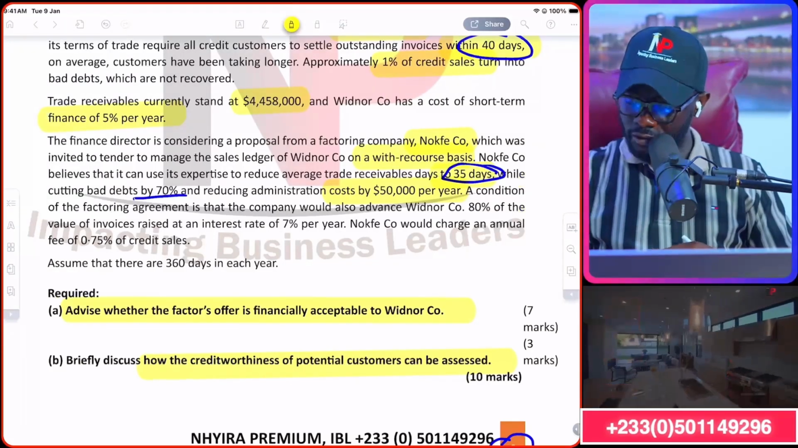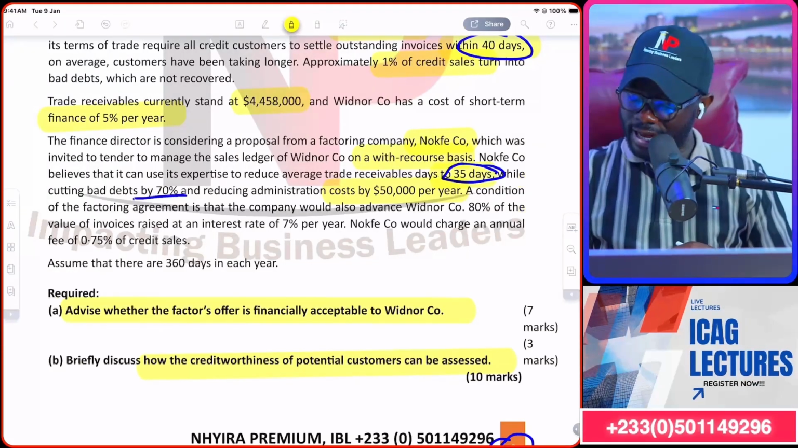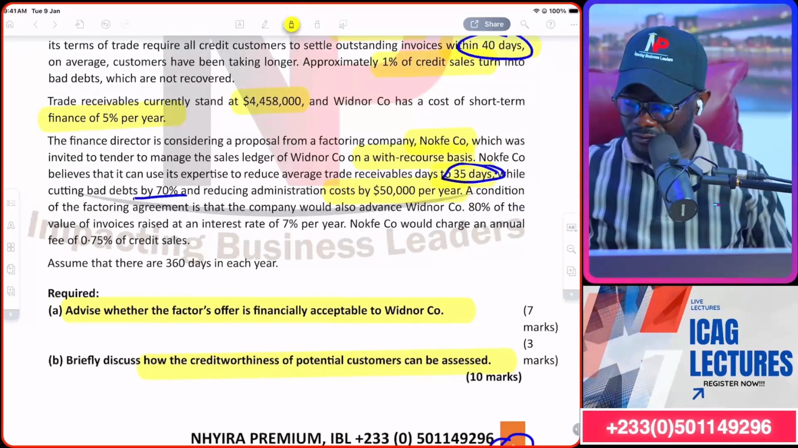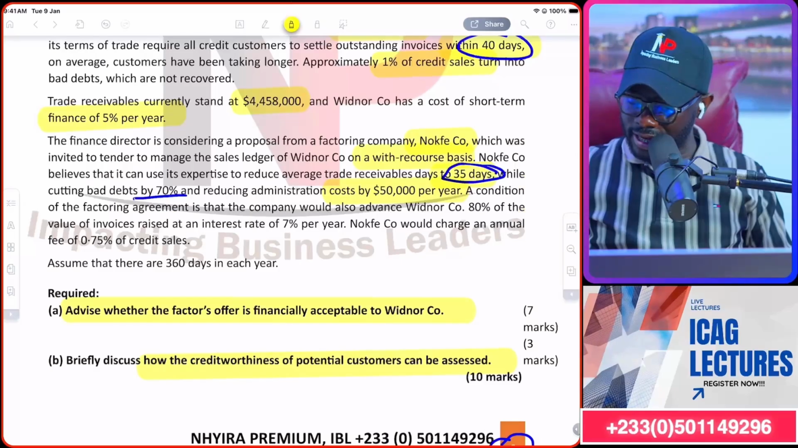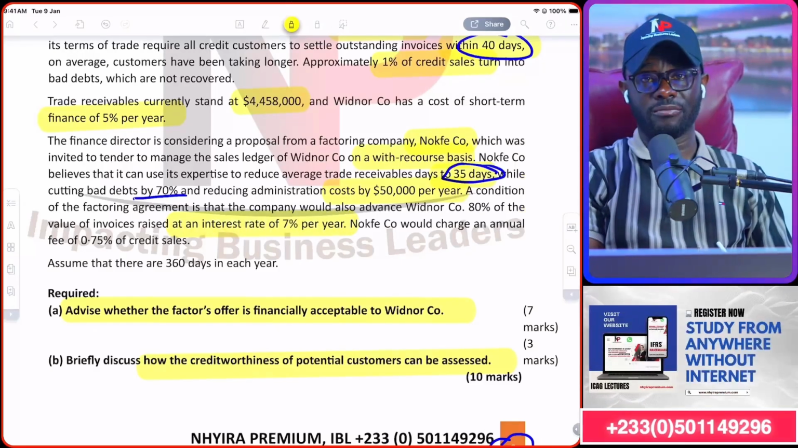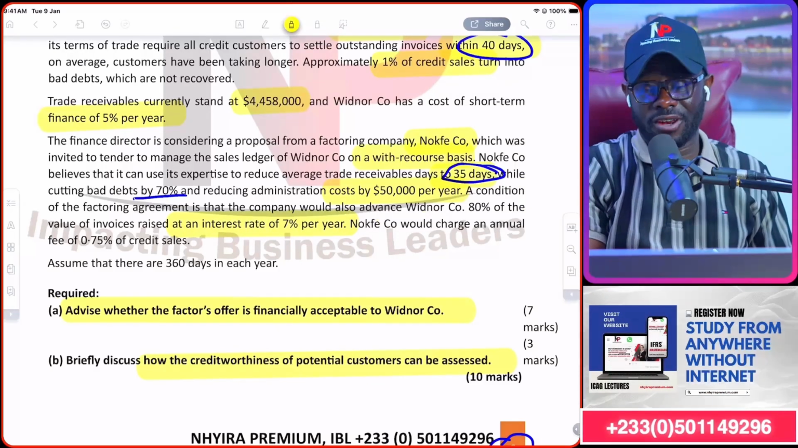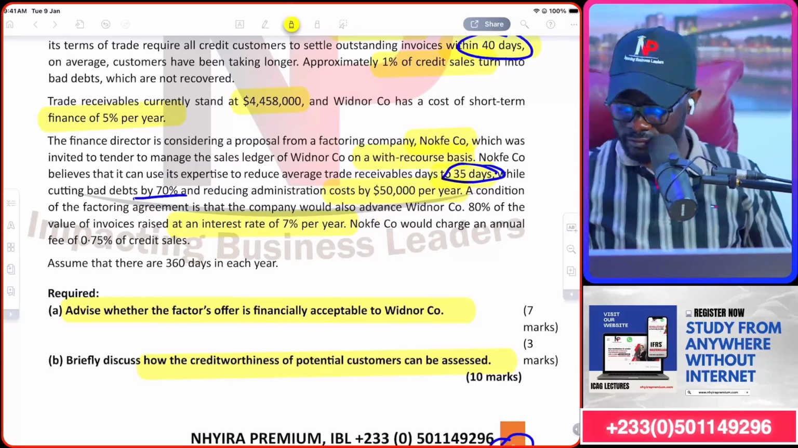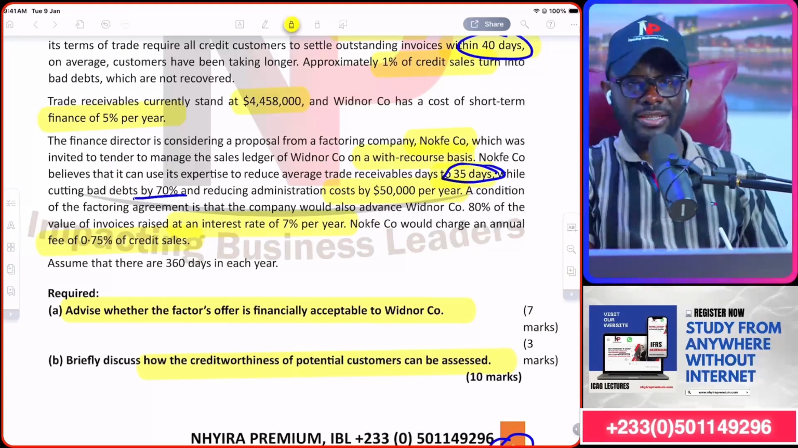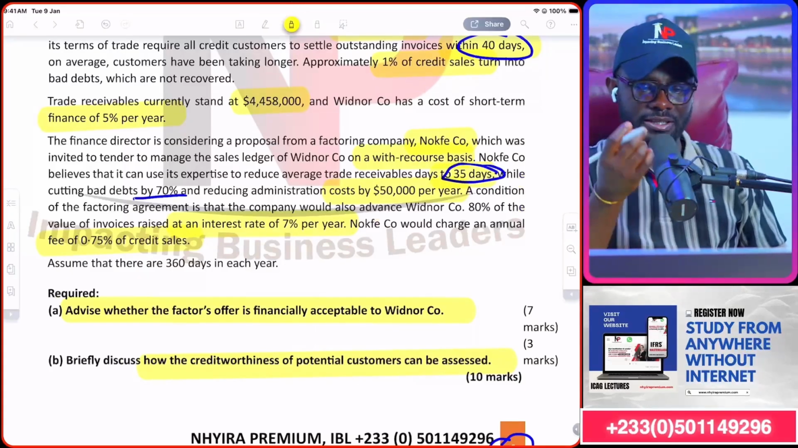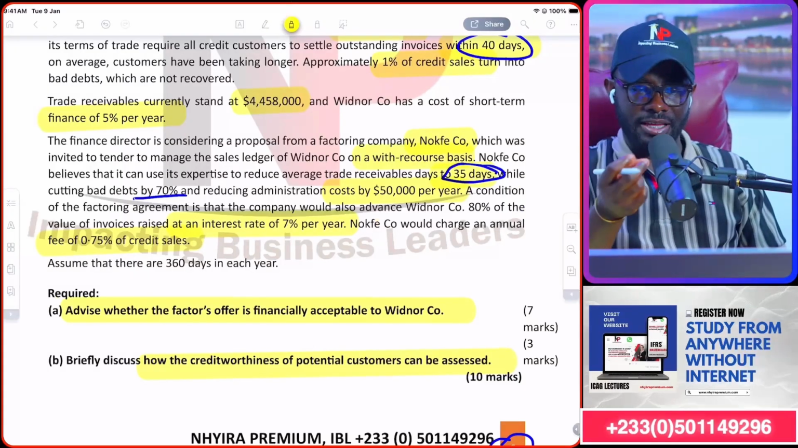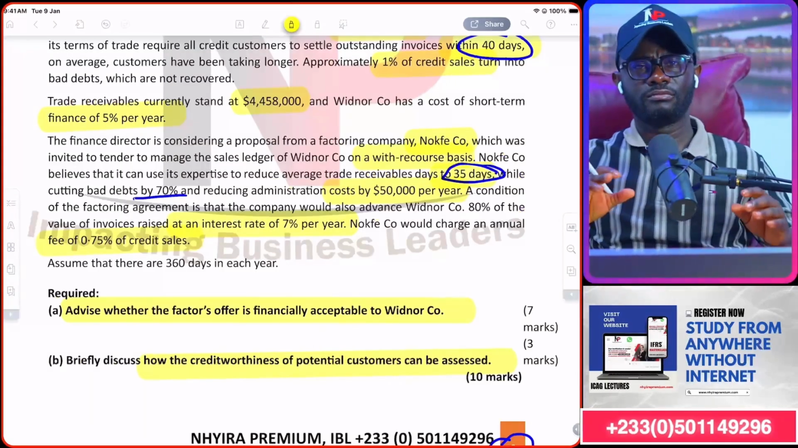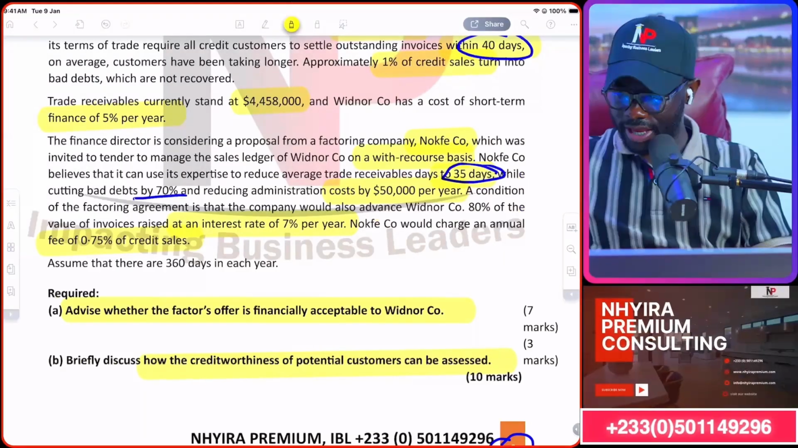A condition of the factoring agent is that the company would also advance Window Co. 80% of the value of the invoice raised at an interest rate of 7% per annum. Because nothing is free. Nhyira Co. would charge an annual fee of this amount on the credit sales. Assume that there are 360 days in each year. Okay. So let's break it down.